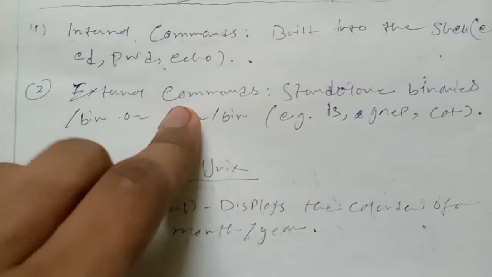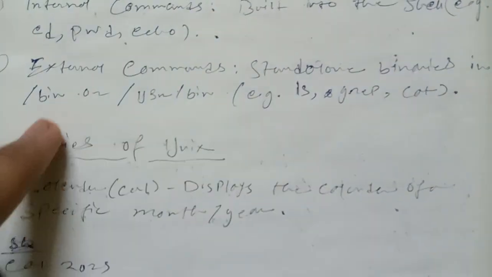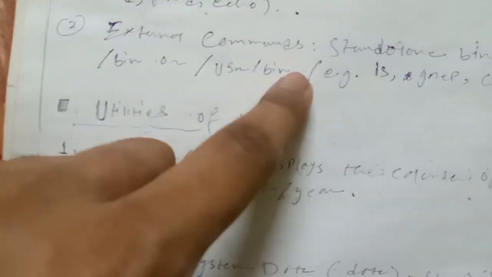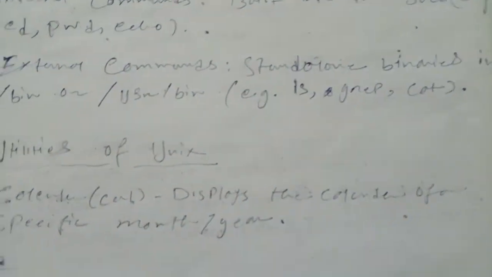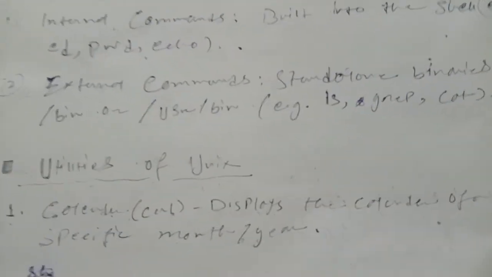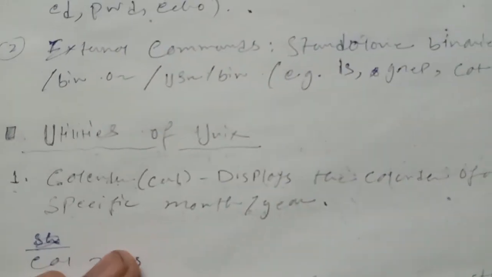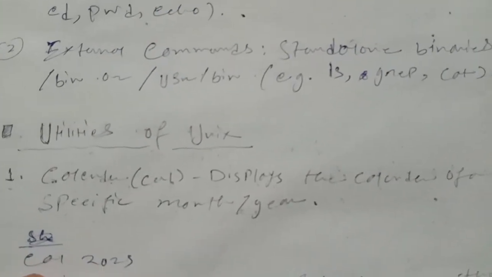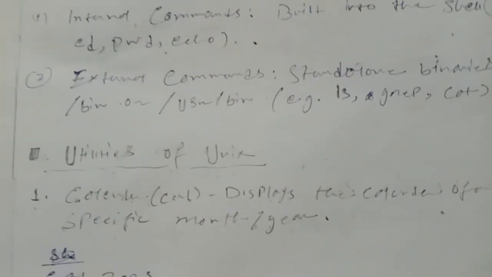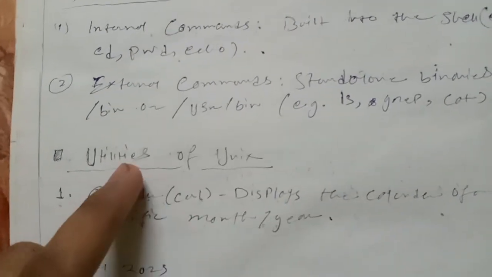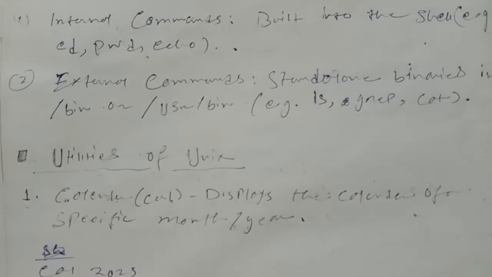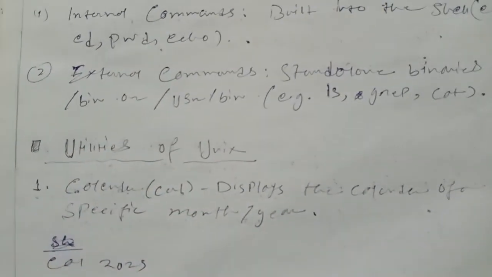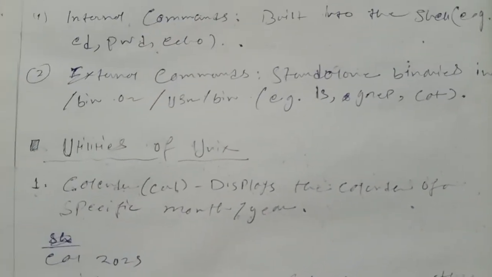And we have also the external command. For example, standalone binaries in the /bin or /usr/bin. For example, the ls command, grep command, and cat command. Cat command helps to display any file you want to know the information about. Ls command is a list of files. It will display the list of the files. So basically, external commands are standalone binaries present in the /bin and /usr/bin, etc.